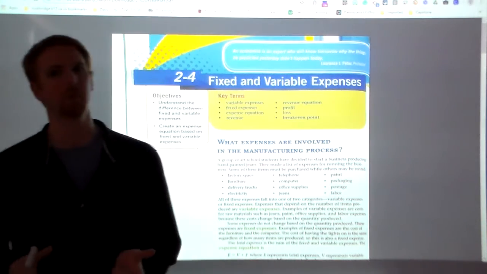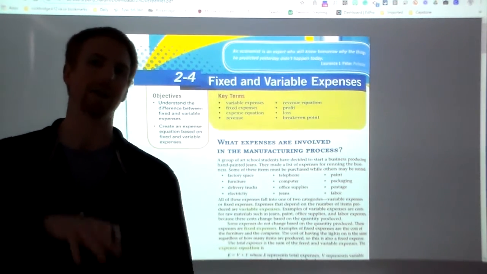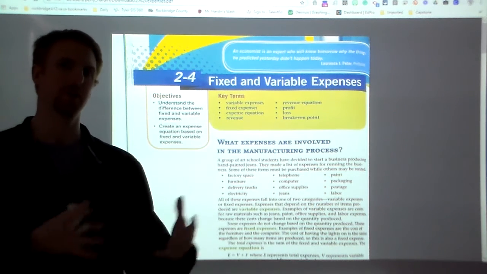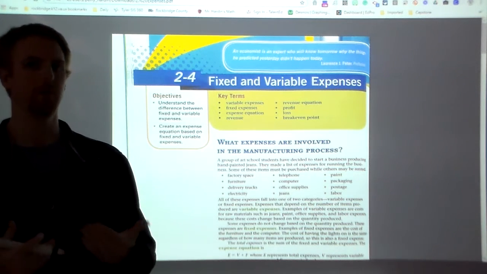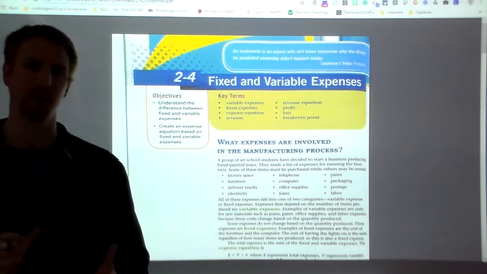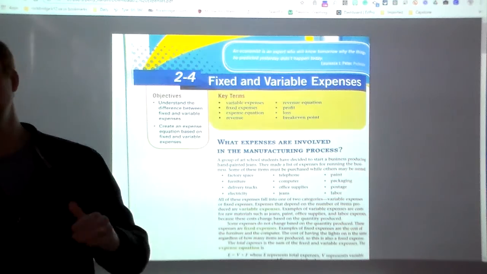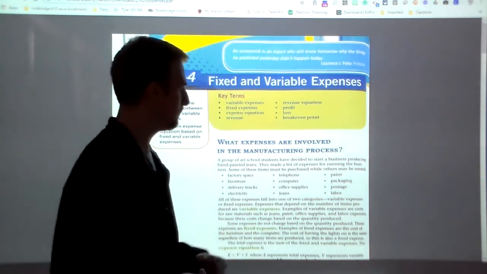Packaging, I would say that's variable because the more jeans you sell, the more packaging you need to put those in. You're not going to buy packaging unless you're mailing your jeans. So that would completely depend on how much you're selling. That's a variable cost. Postage, just like packaging, variable cost. The more you sell, the more postage you need.